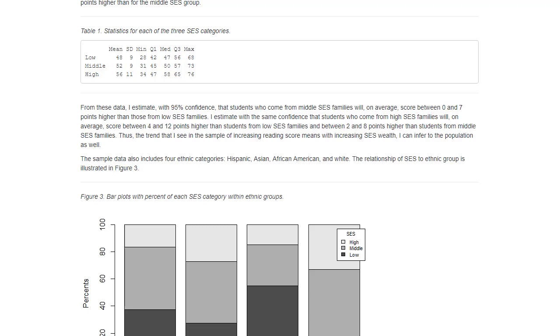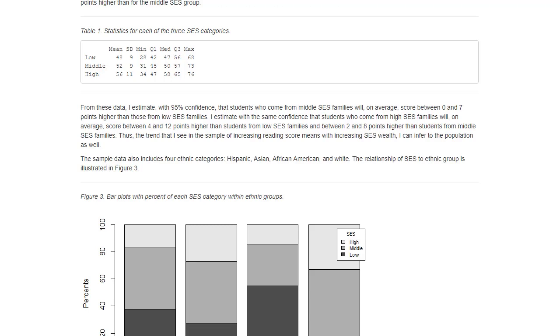The other two confidence intervals have a similar width to them, but are a little bit more unambiguous concerning the possibility of 0 being in the interval. We estimate that students who come from high SES families will on average score between 4 and 12 points higher than students from low SES, and between 2 and 8 points higher than students from middle SES. That's still a fairly substantial range. But between 4 and 12 points, depending upon the nature of the test and what kind of reliability is associated with the test, could be substantial.